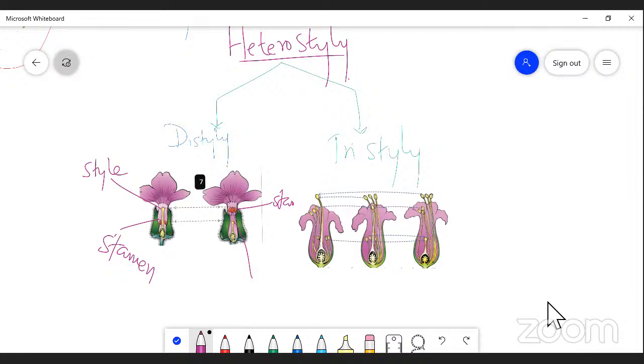So long style and short style. So you can see there are two types of style. The one is long and the other one is short. Because there are two different sizes and shapes of the stamen and style in a flower, it is said to be distyly. Right? This distyly can be seen in the primula plant. For distyly, primula is an example.